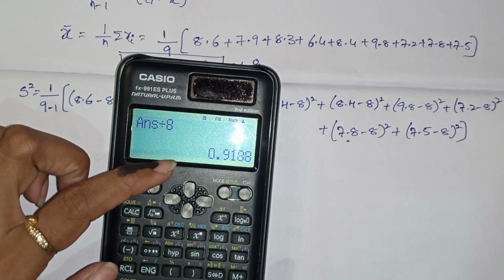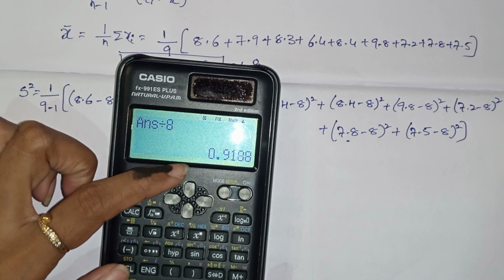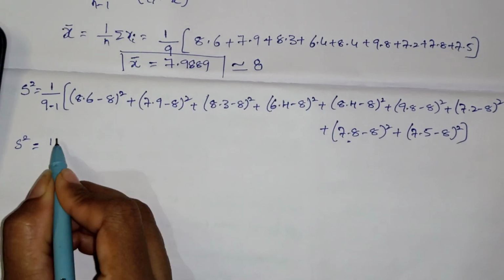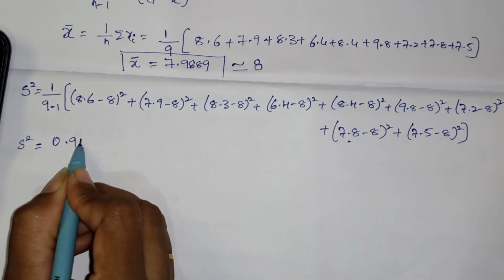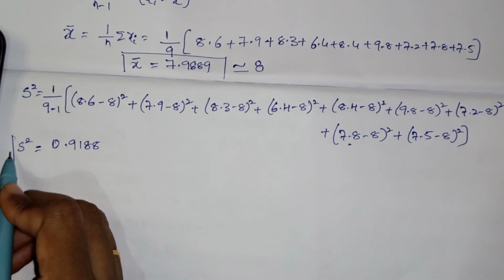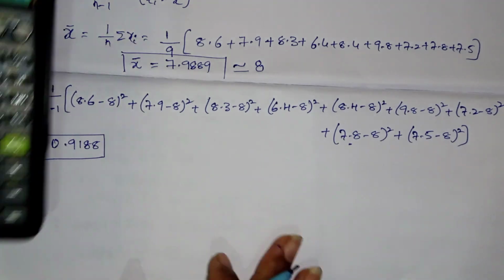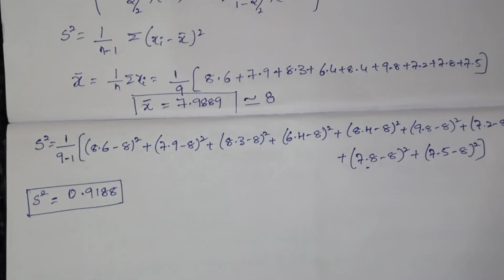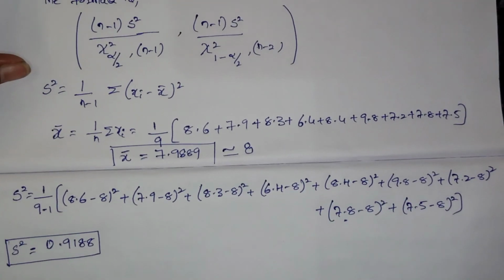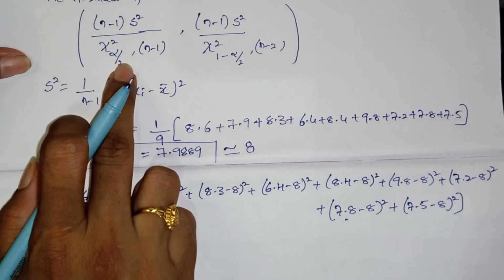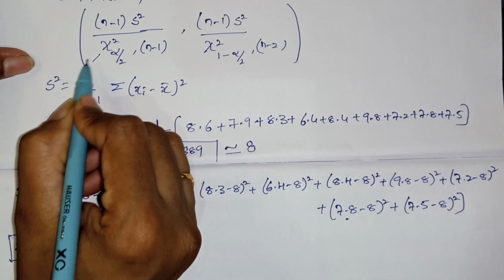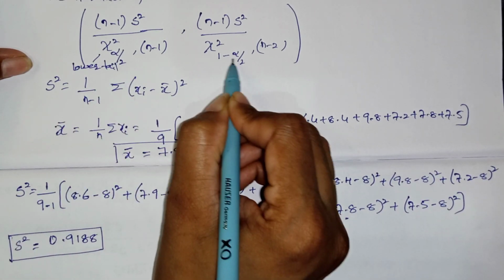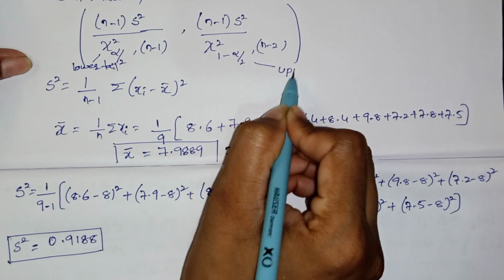Okay, so the answer is now 0.9188. So s square answer is how much? 0.9188 we got. Yeah, so now what we have to do is find out these limits, upper tail and lower tail. This is called lower tail, and this is called upper tail.